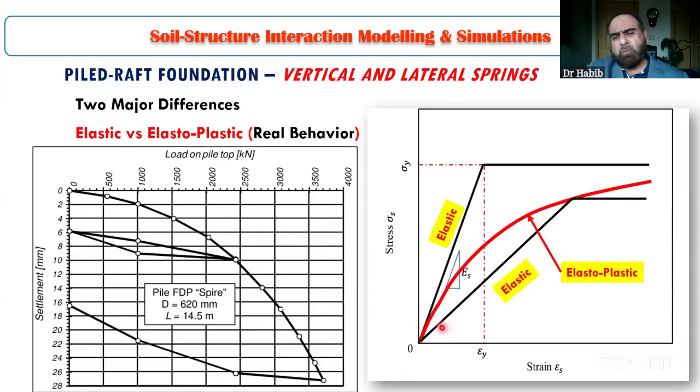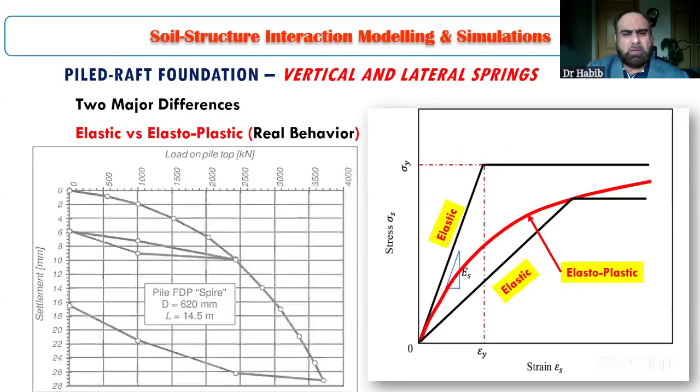For example, this is the real behavior. The red line is showing the real behavior, while these two elastic lines are showing the other extremes. So if we consider this one as compared to this one, we are way away from the real behavior. And the same is true for this example. So this is one difference or limitation.